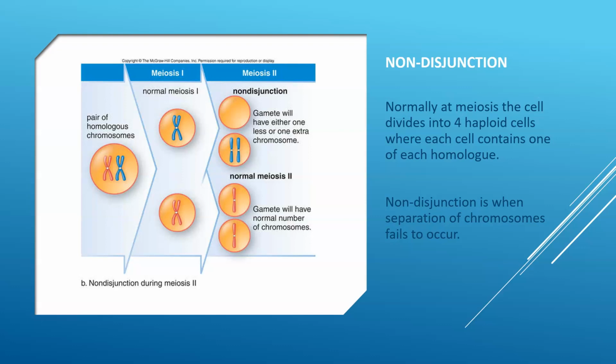So if you look at the image, you can see that one of our gametes actually has no chromosomes in it, and one has 2 chromosomes in it. So when you're looking at the blue chromosome, okay, we've got 2, so an extra chromosome in the gamete there.